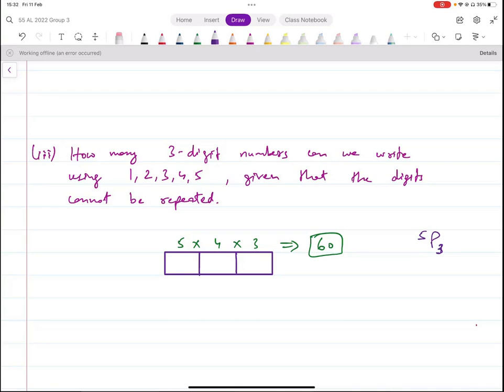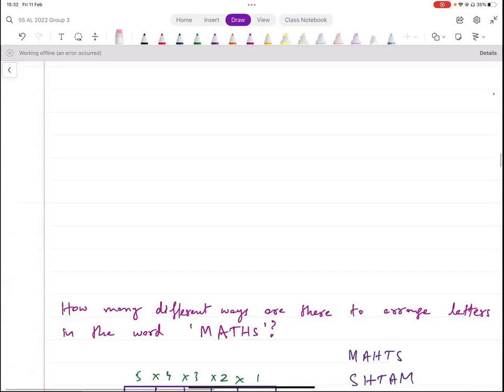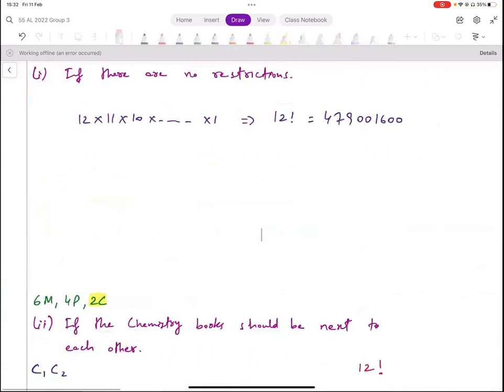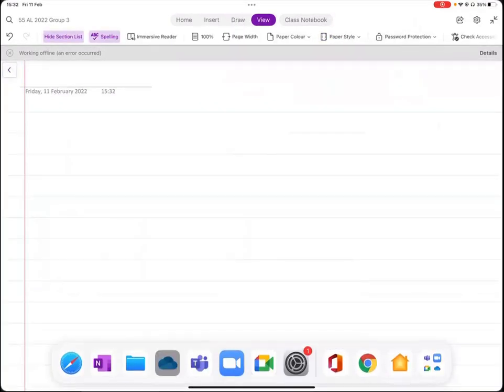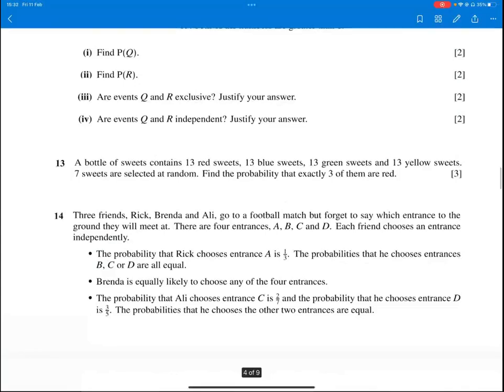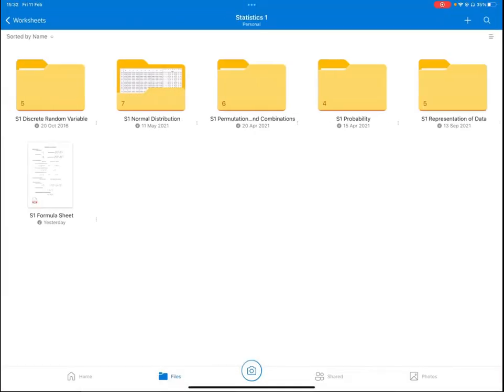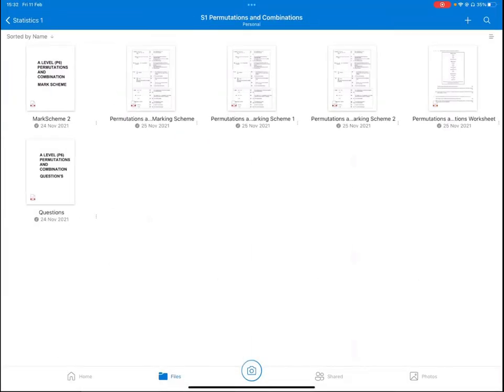Okay, but those of you who do not know about permutations yet, do not worry. We will be reviewing this, and this is just one example of how we use permutations, but that's for the next class. Now, what I'm going to do now is show you this question. Permutations and combinations.